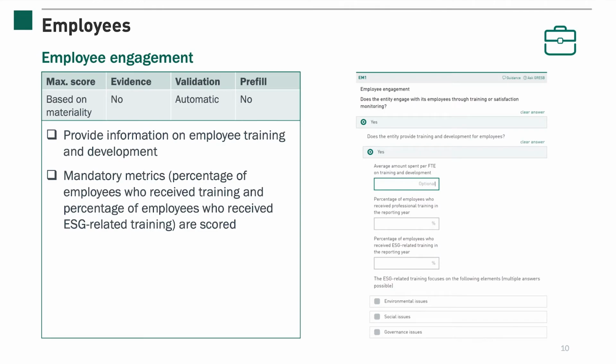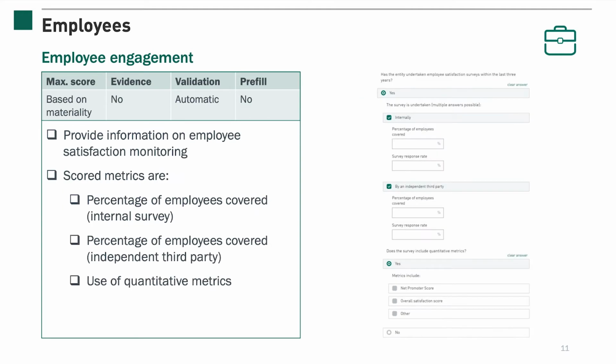For employee training, the mandatory metrics are the percentage of employees who received professional training and ESG-related training in the reporting year. Each of the ESG aspects included in the training is scored. The second part of this indicator covers employee satisfaction monitoring. Entities can obtain points for reporting the percentage of employees covered by a survey and the types of metrics used in the survey. Surveys conducted by third parties receive more points than internal surveys.